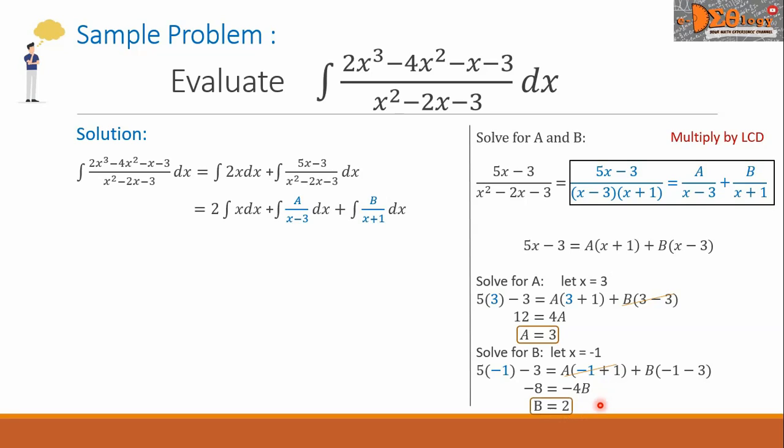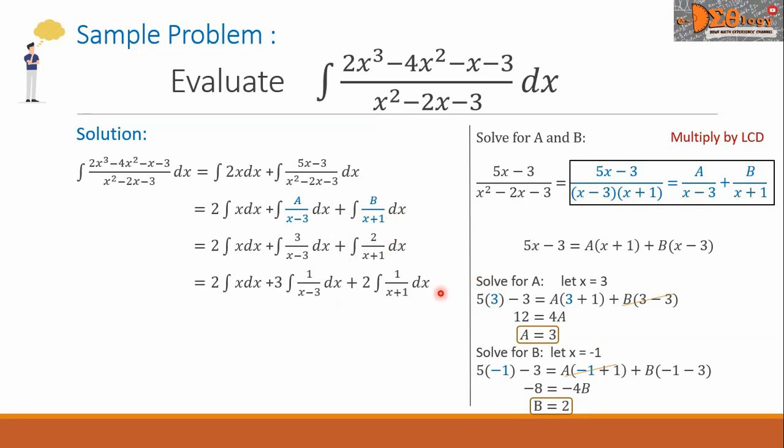Now we can substitute the values of A and B respectively to the integrals here. There we go. Now, since the values of A and B are constants, we can move the constants outside the integral sign. So it will be like this. Now let us do integration of these three integrals.